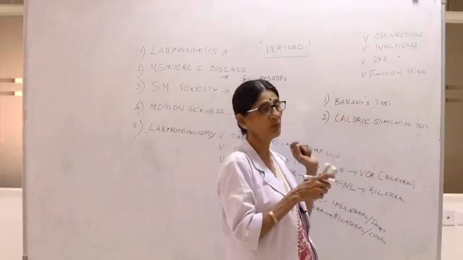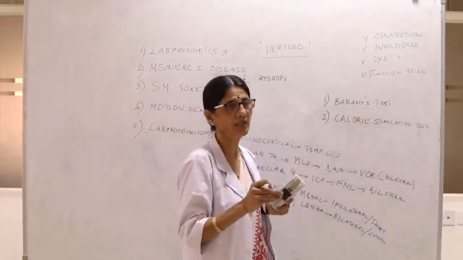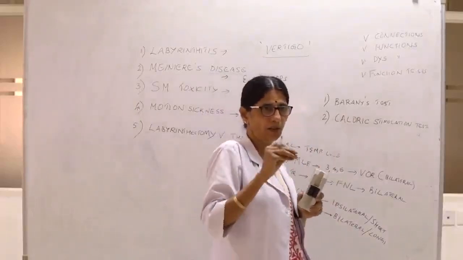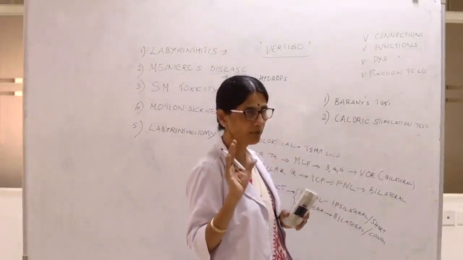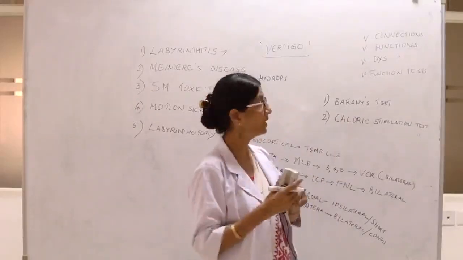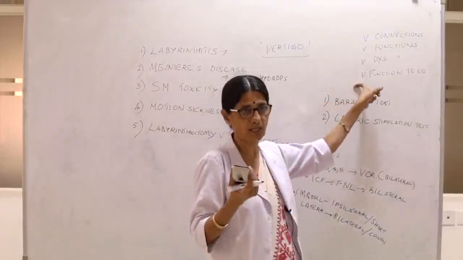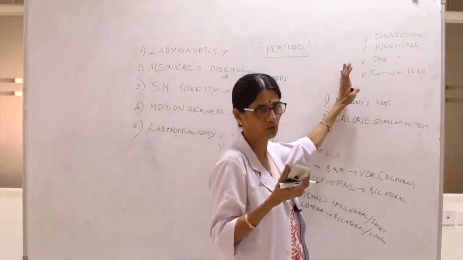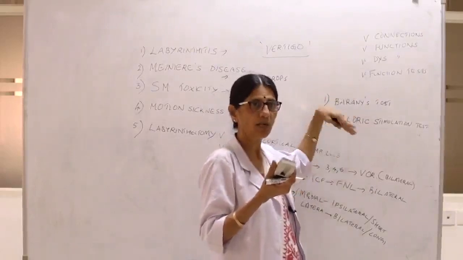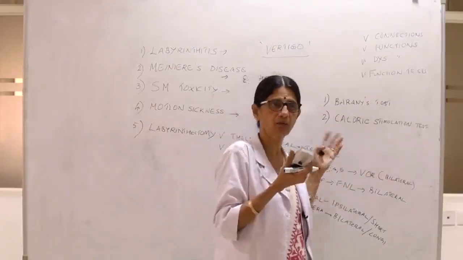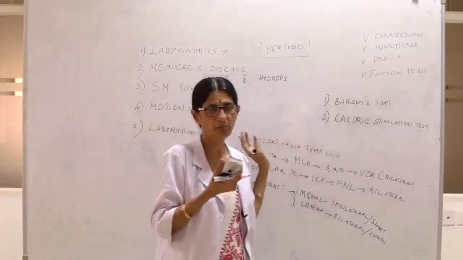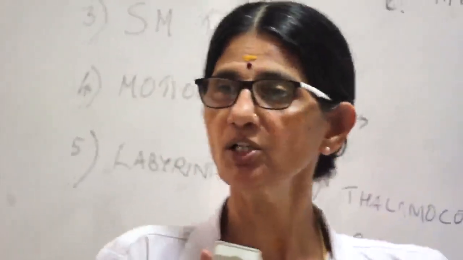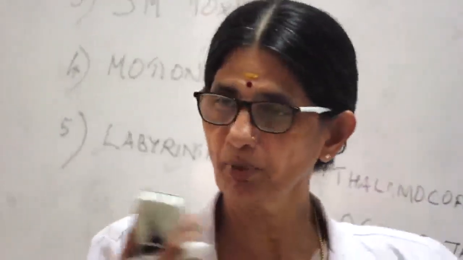In the Bárány test, what we do is we make the person sit in a chair and rotate the individual at the rate of 10 to 20 per second. So it's very fast. And we look for the nystagmus, the post-rotatory nystagmus. Its direction, rate and duration will be looked for. Then we compare it with the standard and say whether the person is having some abnormality in the vestibular apparatus. But coming to the caloric stimulation test, it has to be done separately in each ear.